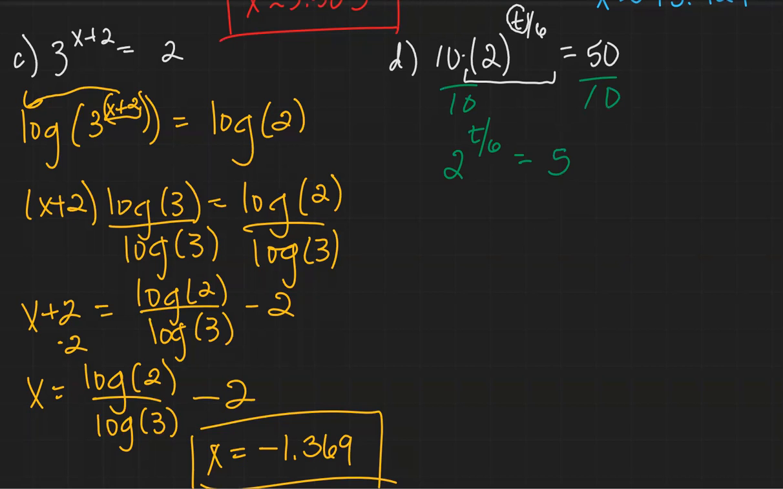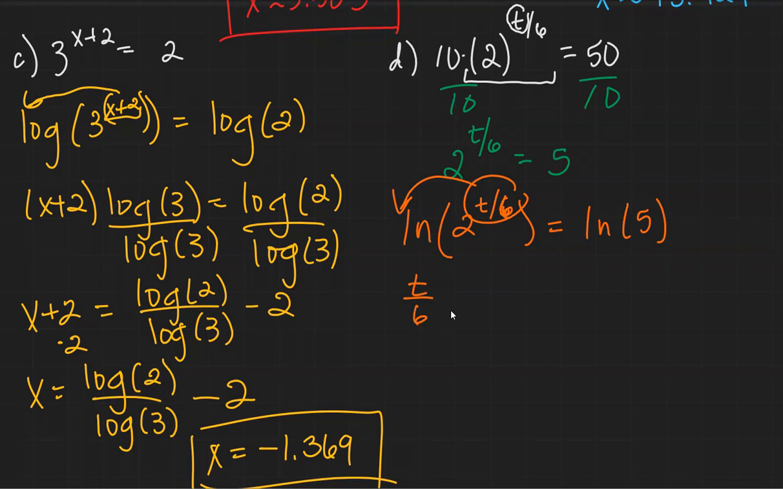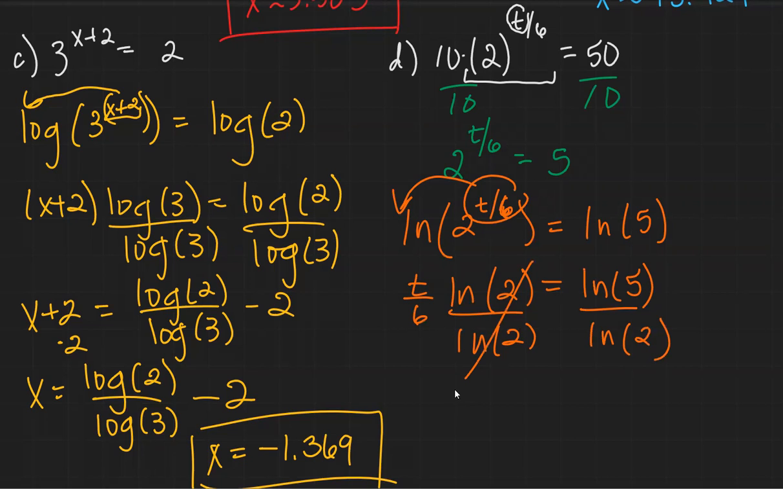Now here I can take a log or a natural log of both sides. Let's do natural log. So natural log of 2 to the power of t over 6 is equal to natural log of 5. I can use my property to bring this exponent down. I get t divided by 6, or t over 6, times natural log of 2 is equal to natural log of 5. Divide both sides by the natural log of 2. That simplifies out. We get t over 6 is equal to natural log of 5 over natural log of 2.